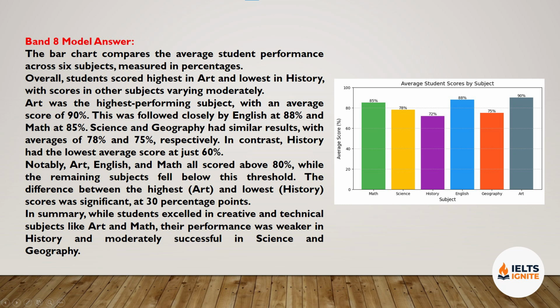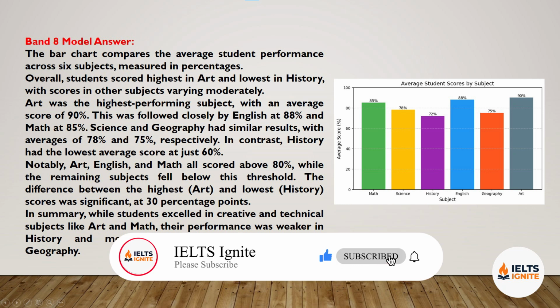Notably, Art, English, and Math all scored above 80%, while the remaining subjects fell below this threshold. The difference between the highest, Art, and lowest, History, scores was significant, at 30 percentage points. In summary, while students excelled in creative and technical subjects like art and math, their performance was weaker in history and moderately successful in science and geography.